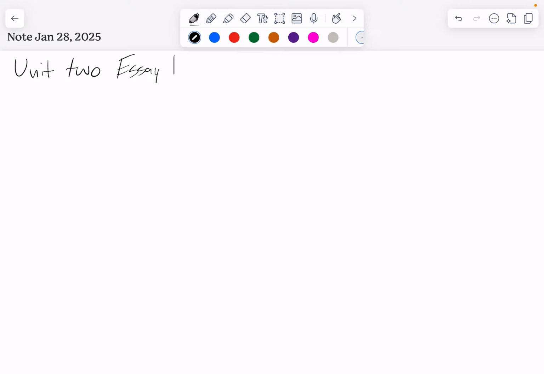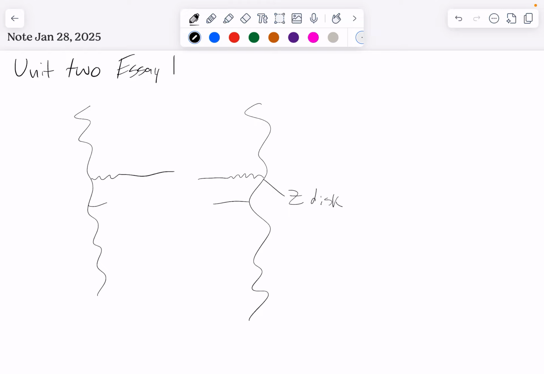So, sarcomeres, just like draw this here. Okay. We got a couple things on here. So this is a Z disc. We've also got titin. Pretty sure that's how you spell it. And then let's see what else we got here. We got the Z disc. So this is the sarcomere.